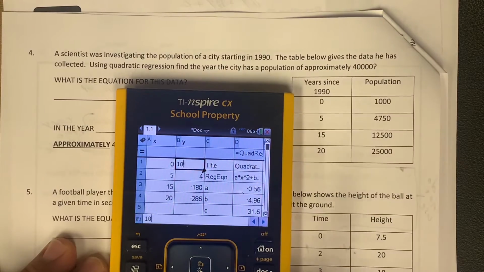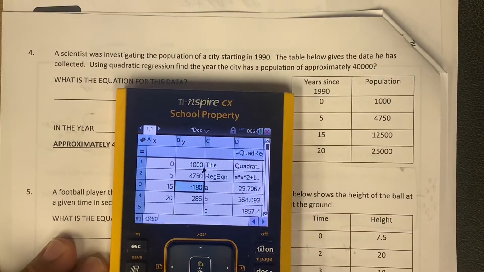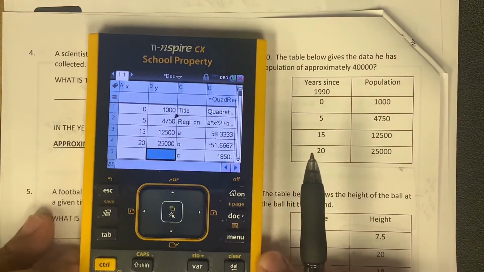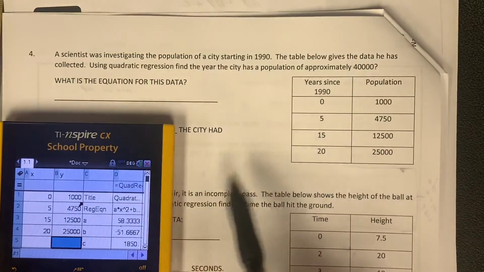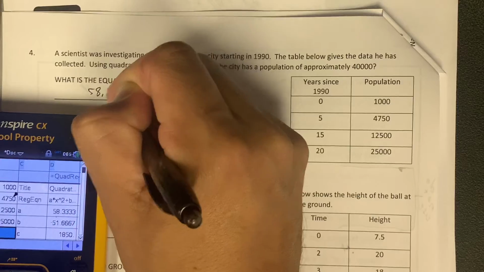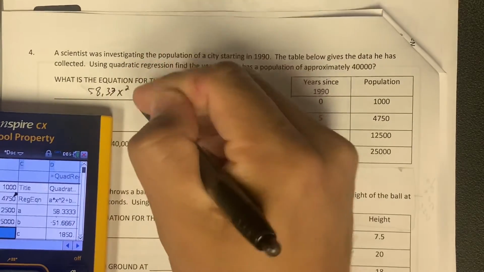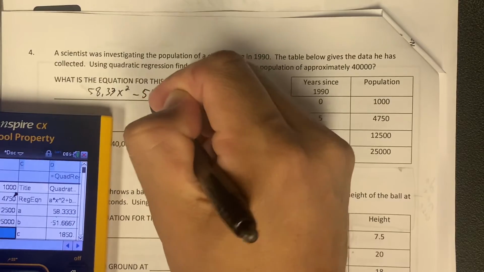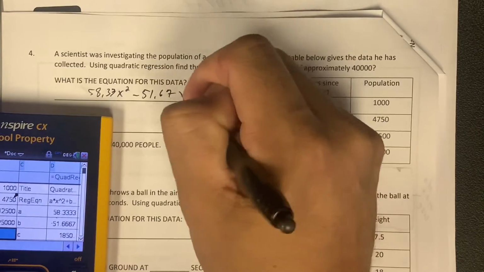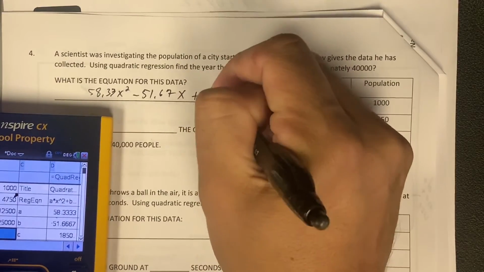And then we go here, 1,000, 4750, 12500, and 25,000. If I just change the table, it gives me the new answers. So I have my equation now. What's the equation for this? 58.33 x squared, -51.67. Just rounded it up. That goes with X. And then plus 1850.